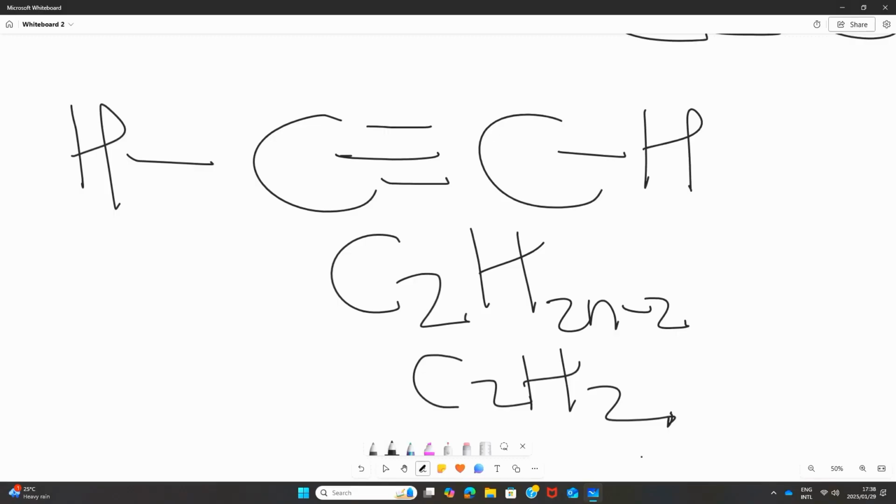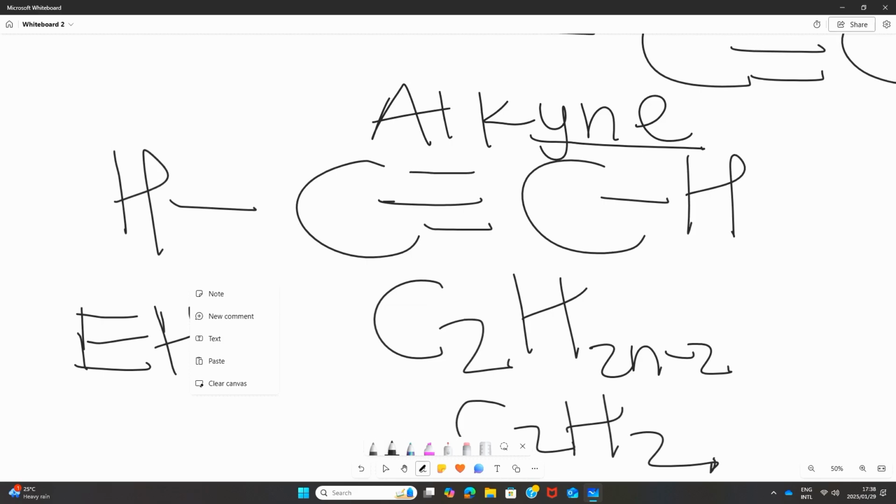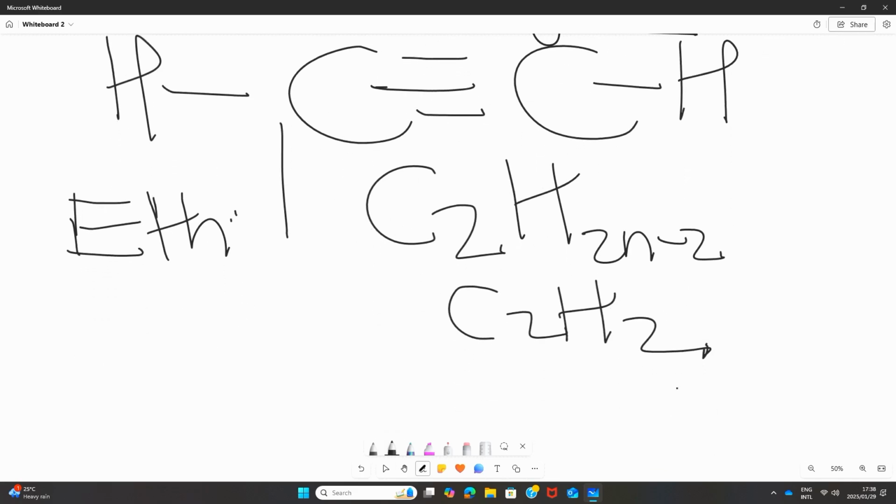Let us name this alkyne now. We said if you have 2 carbon atoms in the longest chain, then the correct prefix we use is eth for 2. And for your alkynes, the suffix now becomes yne. So we put eth, and then we say this would be ethyne.